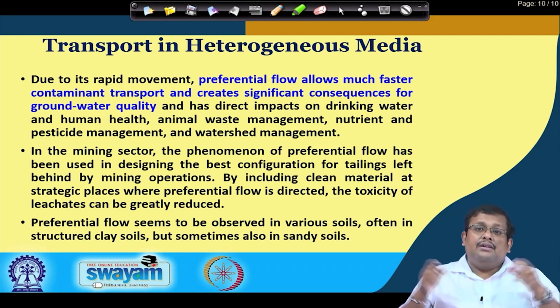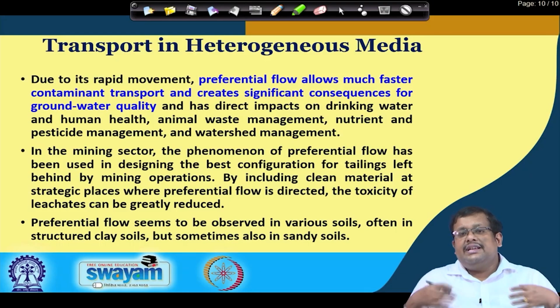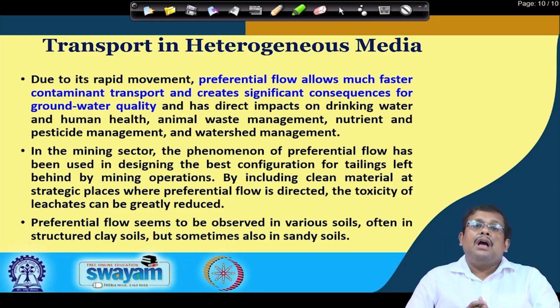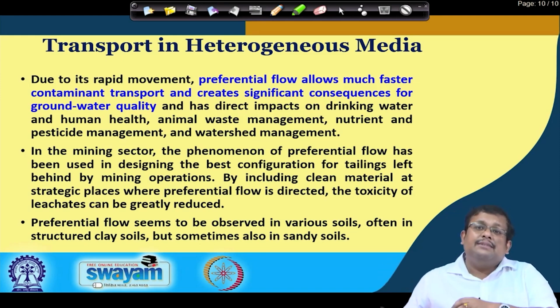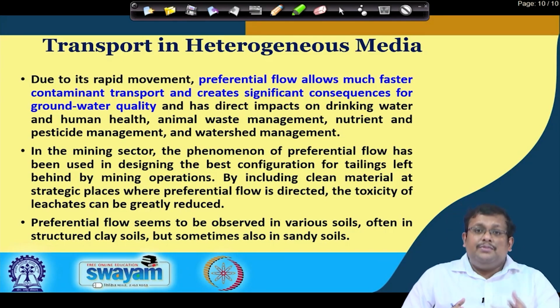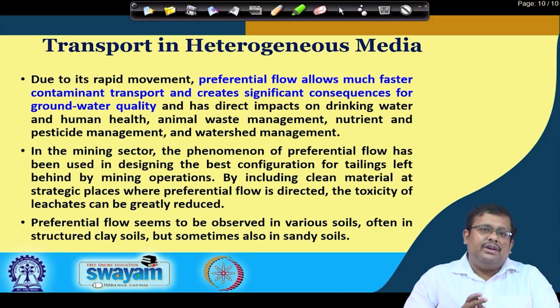Obviously, because when there is leachate through this mine tailing, it carries different types of toxic metals and sometimes some organic chemicals also. However, if we manage better by considering this preferential flow, by putting some clean materials in those places, then you can have a better management of the leachate and consequently better management of pesticide and other environmental contaminant transport.